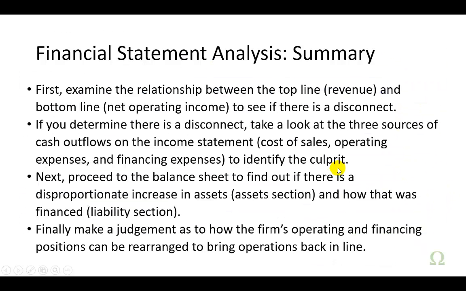And so in conclusion, when analyzing financial statements, we should first examine the relationship between the top line and the bottom line, meaning revenue and net operating profits, to see if there has been a disconnect between the two. Where one exists, take a look at the three sources of cash outflows: cost of goods sold, operating expenses, and financing expenses to identify the culprit. Next, we proceed to the balance sheet to find out if there has been a disproportionate increase in assets and how that was financed. And finally, we're going to have to make a judgment as to how the firm's operating expenses and financing position can be rearranged to bring operations back in line.